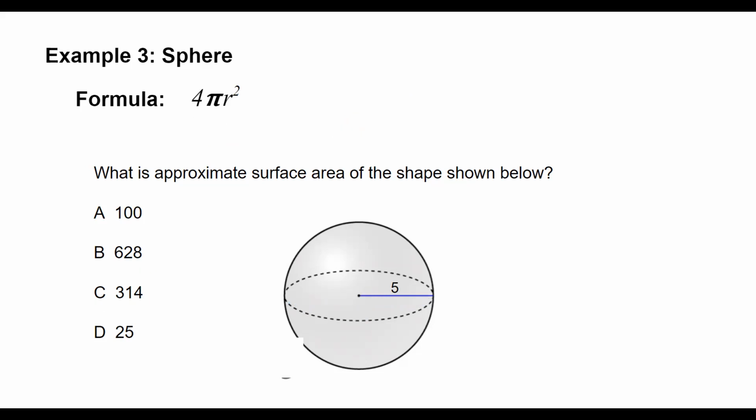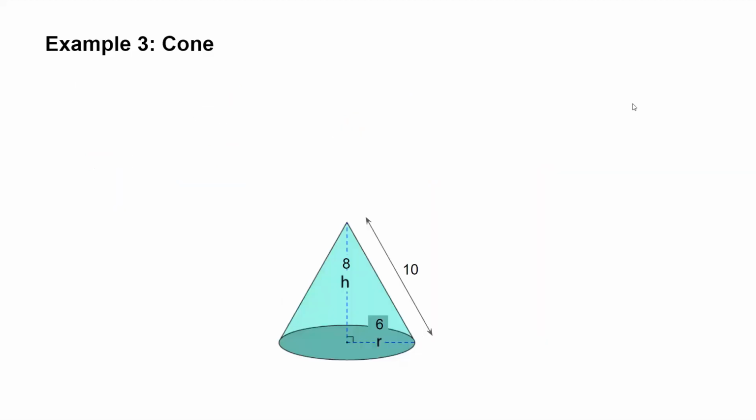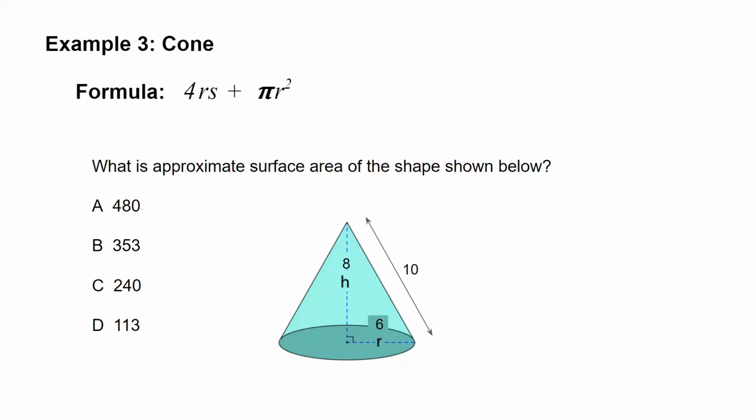Last shape, a cone. Now, this is interesting. We seem to have some extra dimensions there versus our volume. We have a height of 8, we have a radius of 6, and we have this dimension of 10. Let's take a look at the formula. 4 times r, which we know is the radius, times s. What is s? Well, this is what s is.